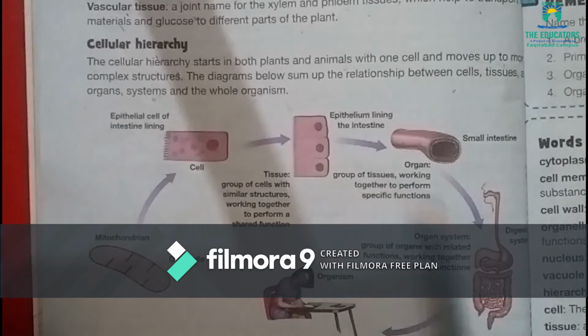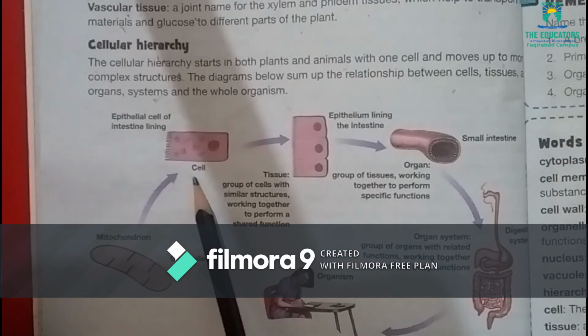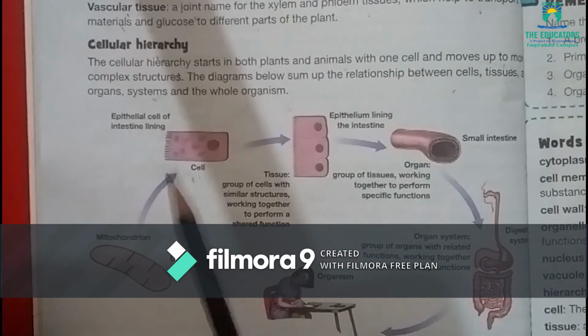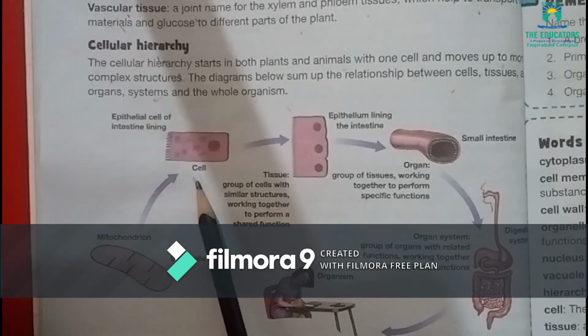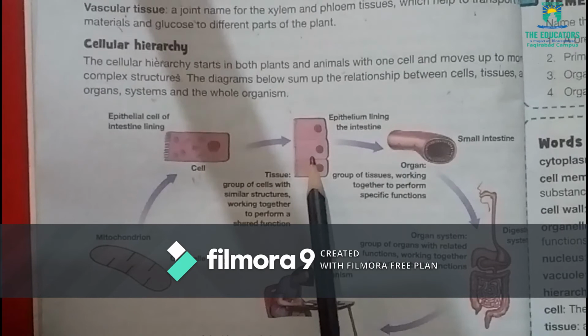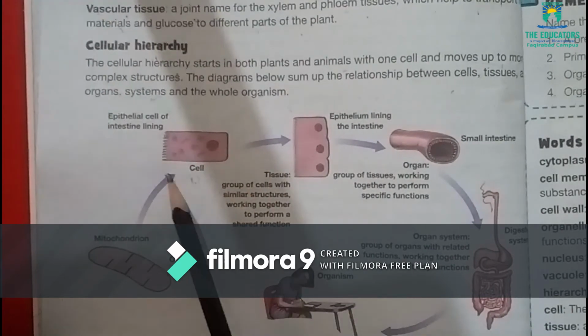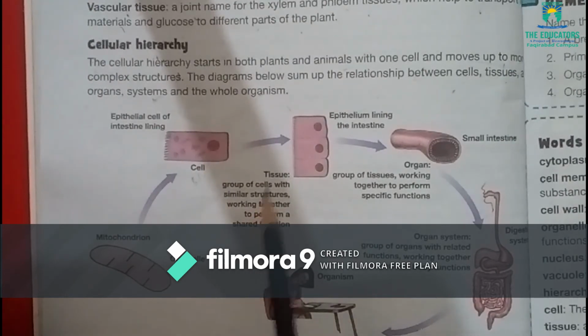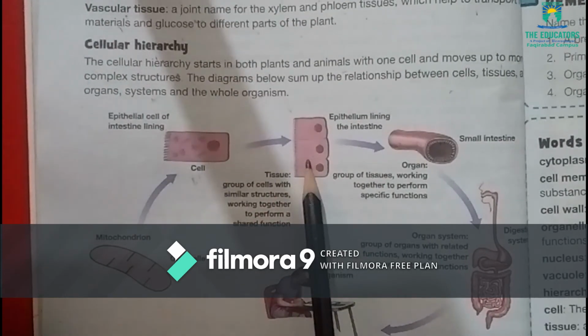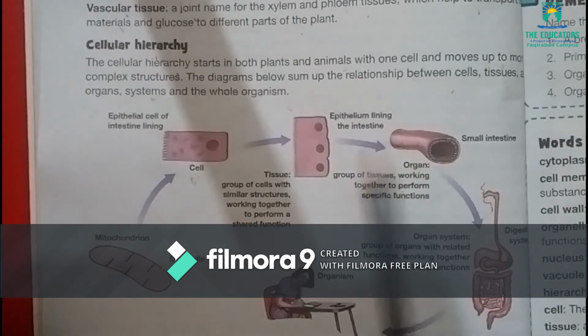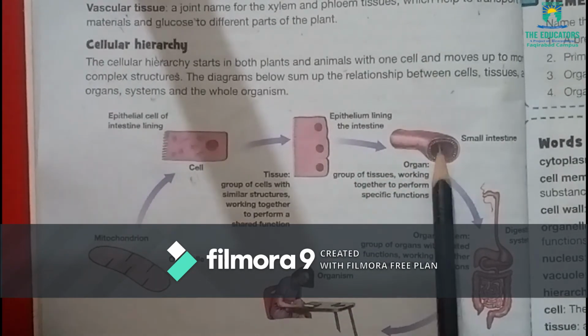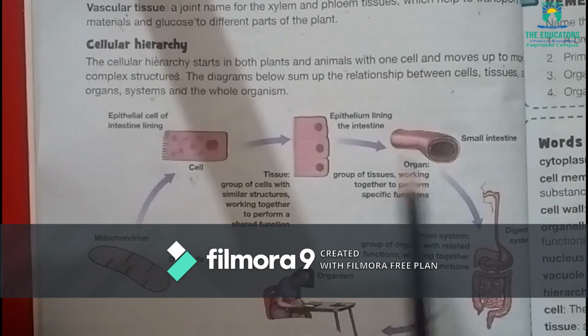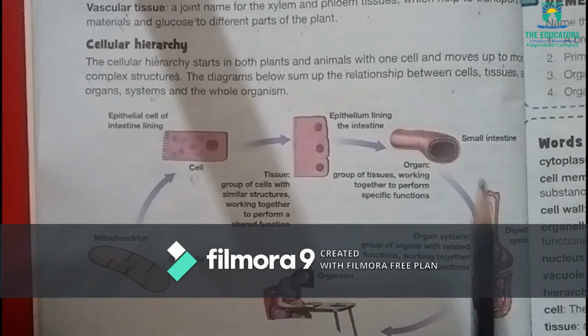Here is also a diagram of cellular hierarchy in humans. First thing, cell. Our body starts from a single cell. After cell, when a group of cells with similar structure work together, they form a tissue. Now, these tissues combine together to form an organ. A group of tissues working together to perform a specific function can make an organ.